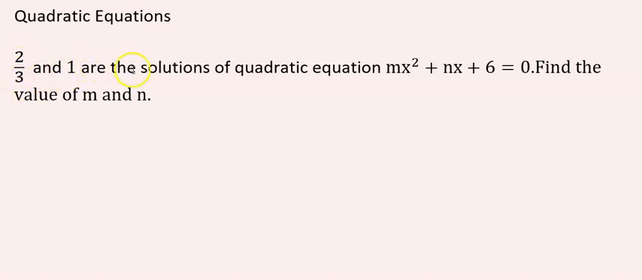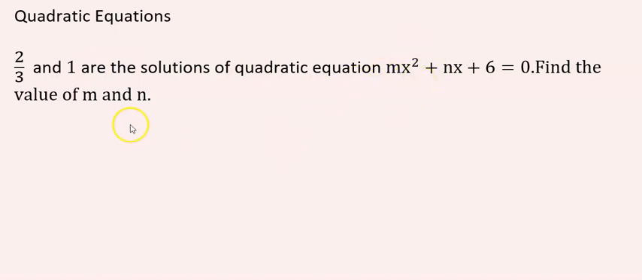2/3 and 1 are the solutions of the quadratic equation mx² + nx + 6 = 0. Find the value of m and n. That means 2/3 and 1 are the solutions, so they will satisfy the given equation. If we substitute the values of x as 2/3 and 1 and solve the equations, we will be able to find m and n.